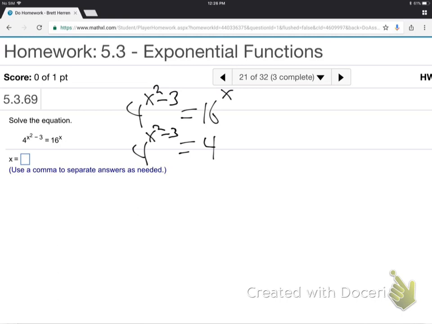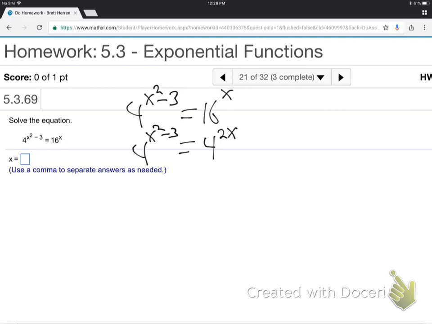It's already 4 on one side, so you just have to do the other side. 4 to the second minus x. 2x squared minus 3 equals 2x. 3. So everybody good? 16 is 4 squared, huh? Yeah.